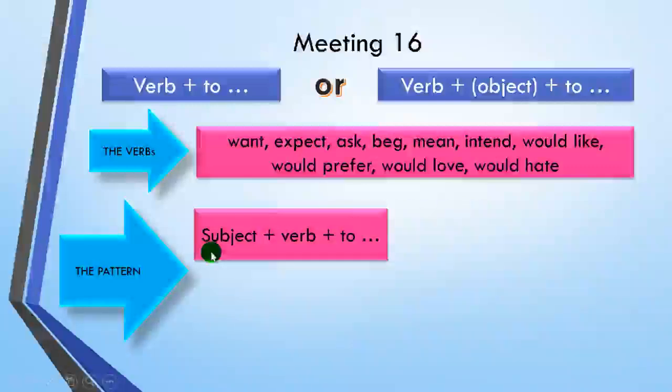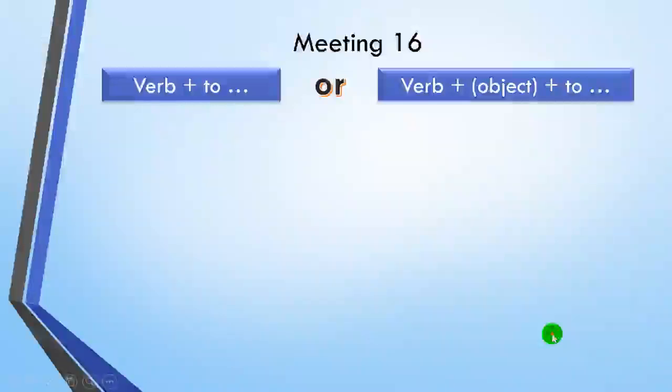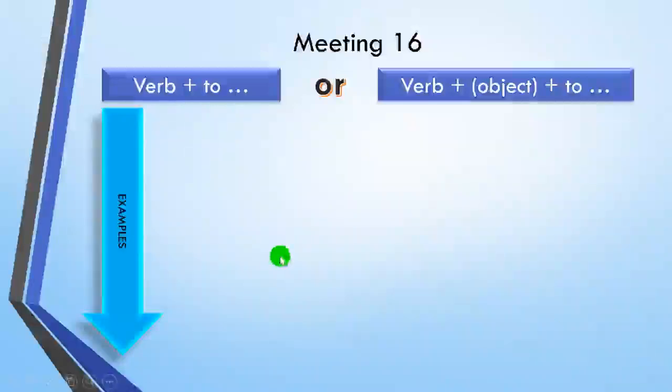Of course, when we are talking about the pattern, we need the subject and then verb plus to, or we can use subject plus verb plus object plus to. Let's take a look at the examples.